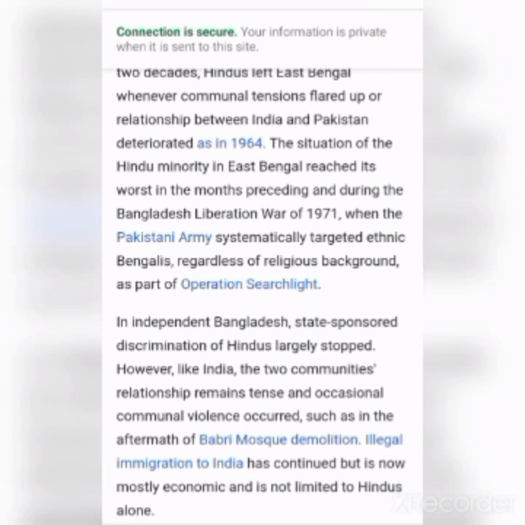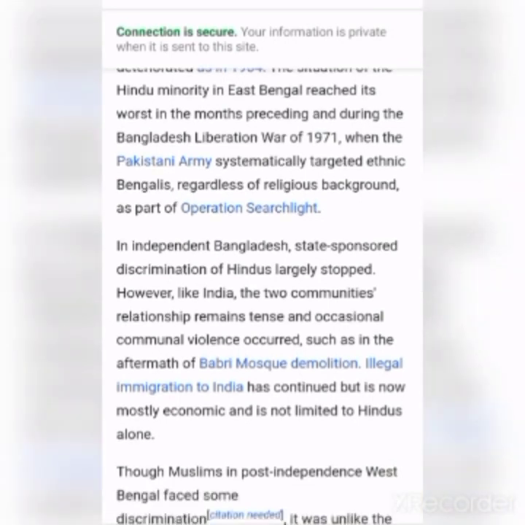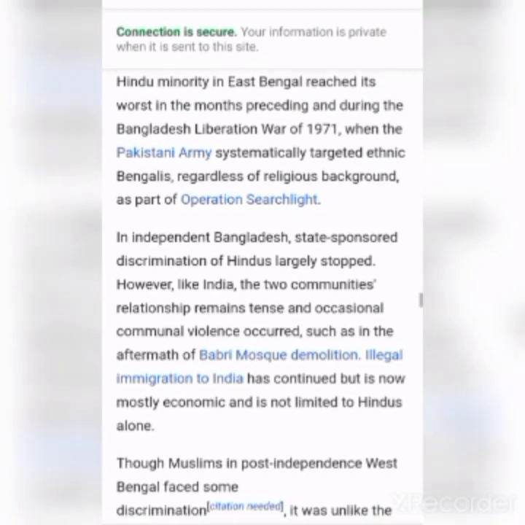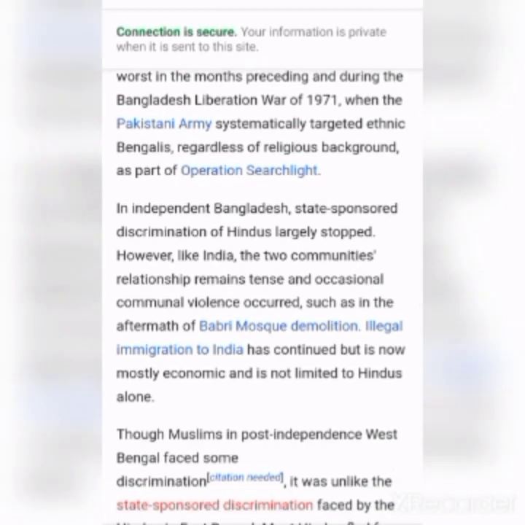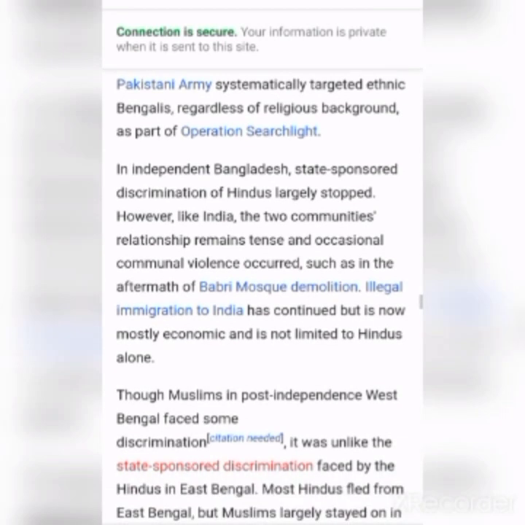With independence, Bangladesh's state-sponsored discrimination of Hindus largely stopped. However, like in India, the relationship between the two communities remained tense and occasional communal violence occurred, such as in the aftermath of the Babri Mosque demolition. Illegal immigration to India continued but is now mostly economic and is not limited to Hindus alone.